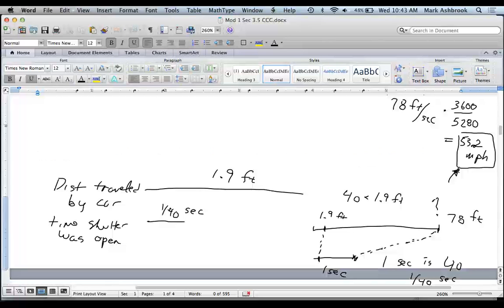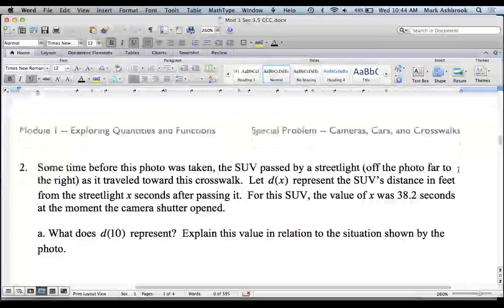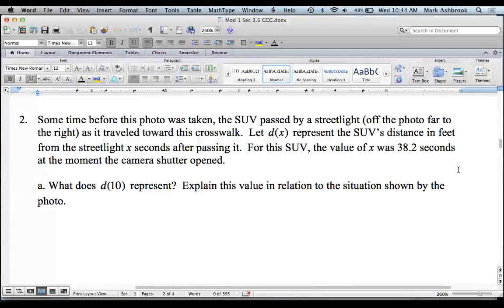Okay, so then page 2. I tried to encourage you to really understand the situation. So way out to the right, d of x is the distance in feet from the street light, x seconds after passing it. So for this SUV, the value of x was 38.2 seconds at the moment the camera shutter was open. So 38 seconds before this picture was taken, it passed a street light. We don't know what speed it passed the street light, but that was that.